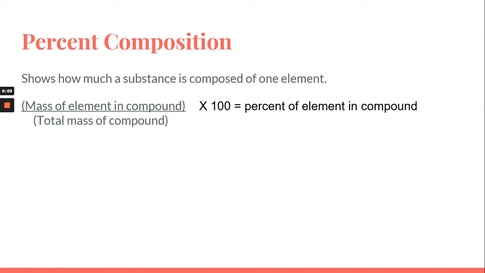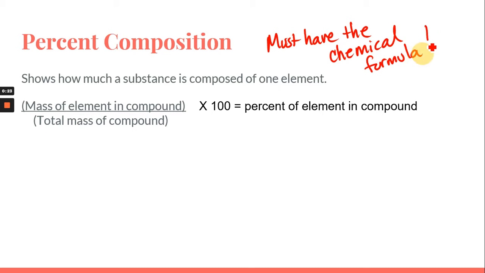Percent composition is how we show how much of a substance is composed of one element. So when we do percent compositions, you must have the chemical formula. That's the number one mistake students make, is that they're not looking at the chemical formula. We need it because we need to know how many atoms of each type of element make up the compound.